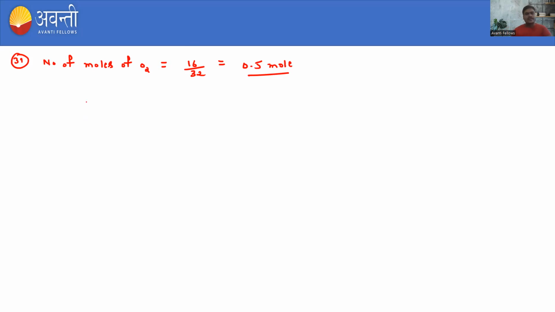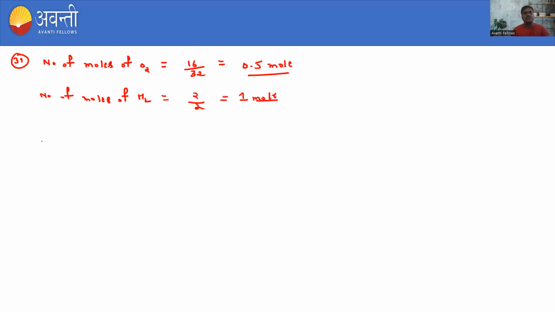Now the number of moles of hydrogen. What is the number of moles of hydrogen? The molecular mass of hydrogen is already given, that is 2 upon 2. It comes out to be 1 mole.